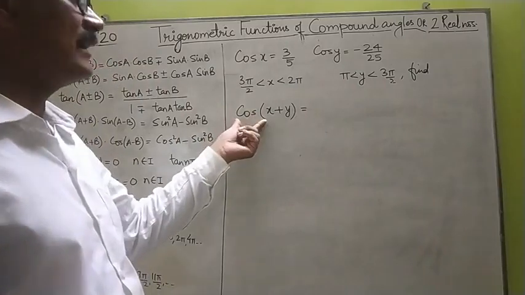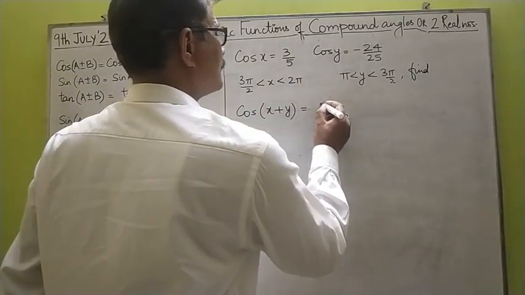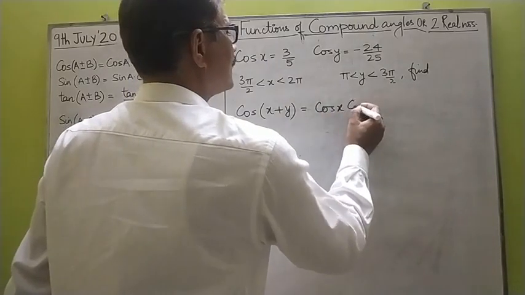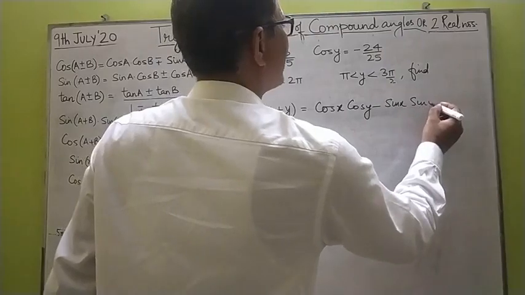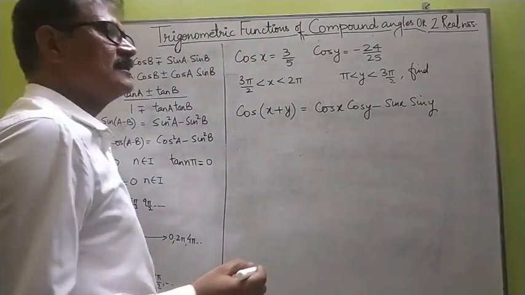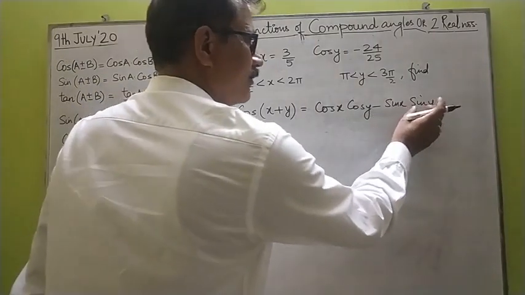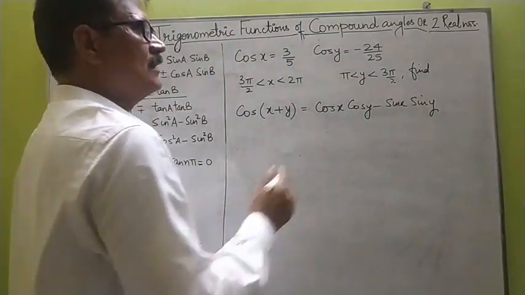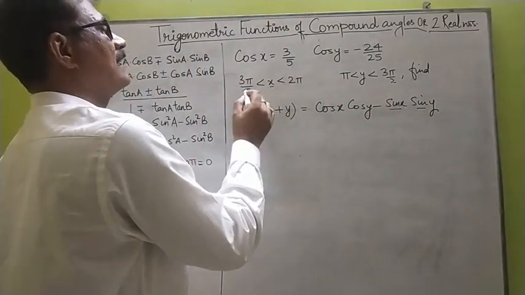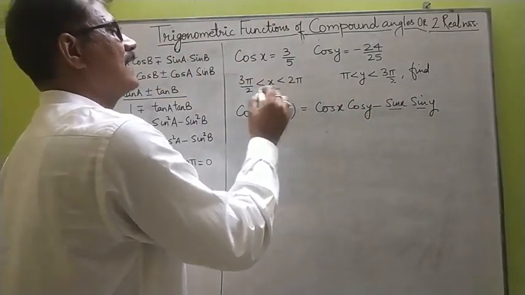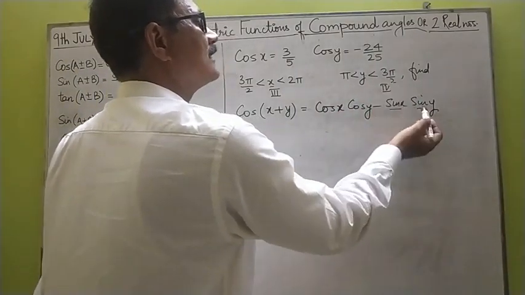And you have been asked to find the value of cos of x plus y. So what is cos of x plus y? Cos x cos y minus sin x sin y. Now in this question, you need to see whether sin x and sin y are going to give you positive or negative values. Sin x lies in the third quadrant, and in the third quadrant sin is negative, whereas y lies in the fourth quadrant, so sin y will also be negative.